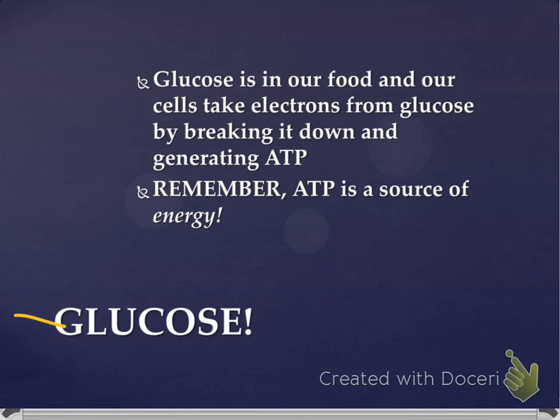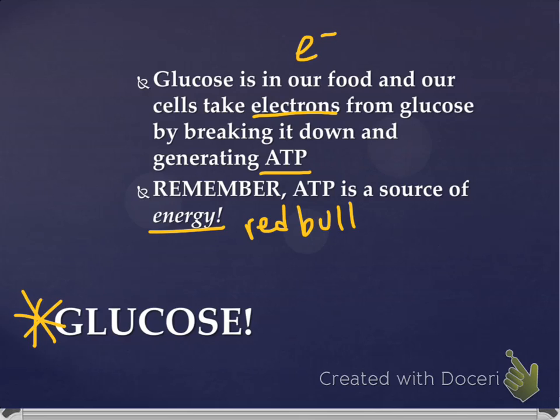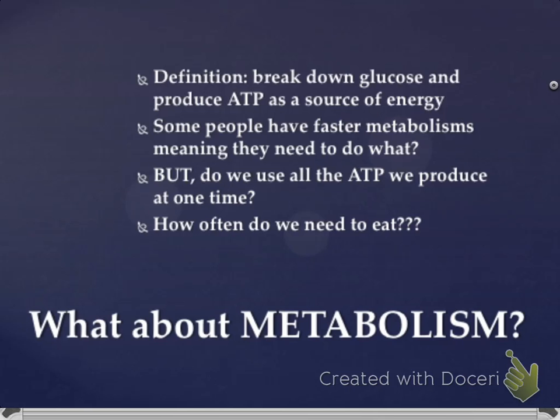So glucose is in our food, and our cells take the electrons, which you should know are little e- and they're negatively charged, from glucose by breaking it down and making ATP. So if you remember, ATP is a source of energy. So this is like your little Red Bull or your power bar. Something that gives you a burst of energy, and you have tons of ATP that your body uses to function.